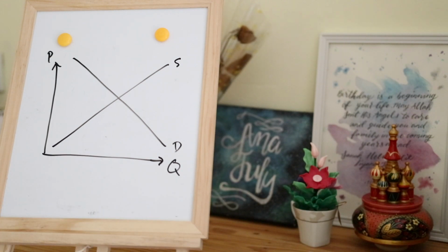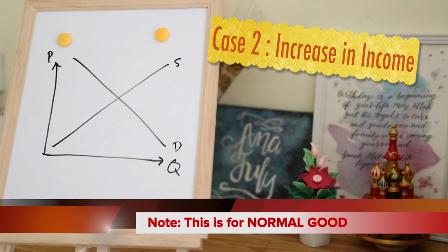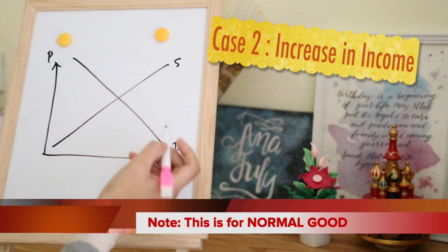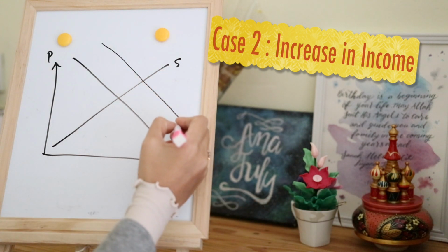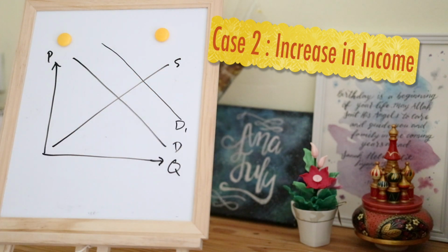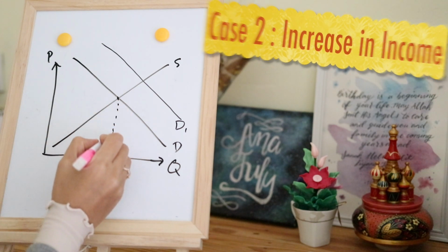Given the situation where the income of the consumers is increasing, how will it affect the demand curve? An increase in income will increase demand, because now you have more purchasing power and you start to demand more. So the demand curve will shift to the right, which will give you D1. This is the original or initial equilibrium point.